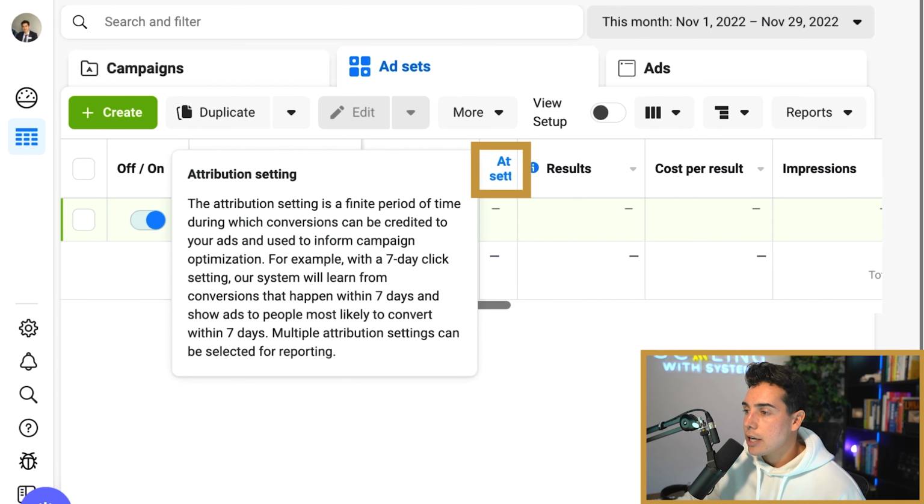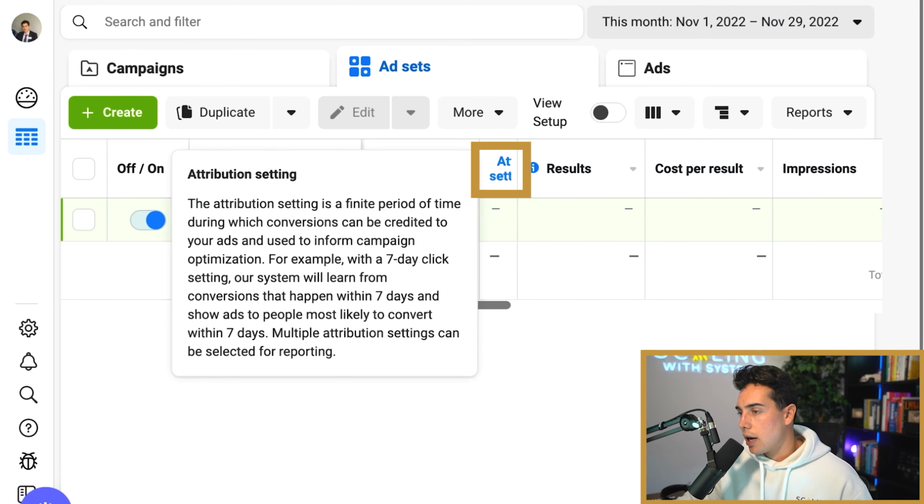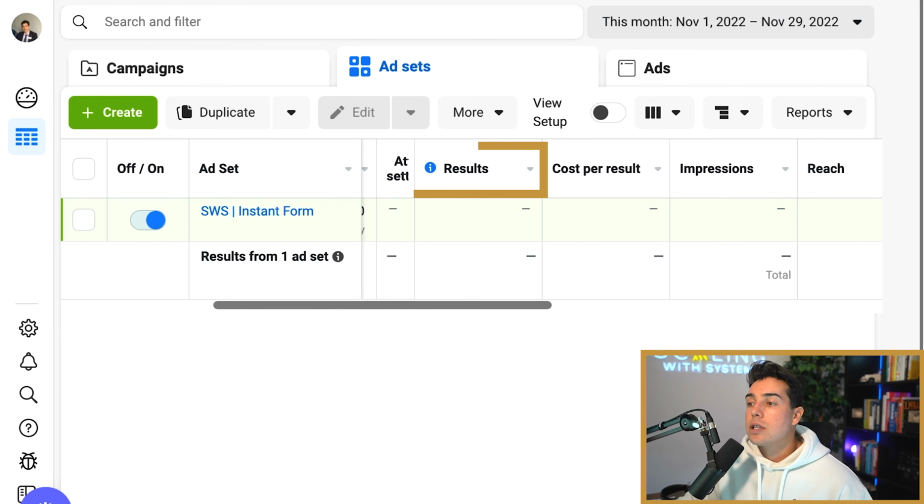Now, the next one's attribution settings. I don't know why, but for some reason, Facebook will not let you delete this. I don't ever look at the attribution settings, and I wouldn't care. I don't suggest you do either, and I've actually minimized this column as much as I can, so you can just skip past it. Then, of course, there's the results tab.